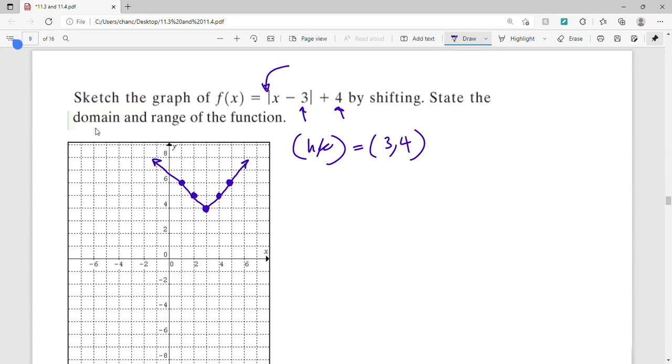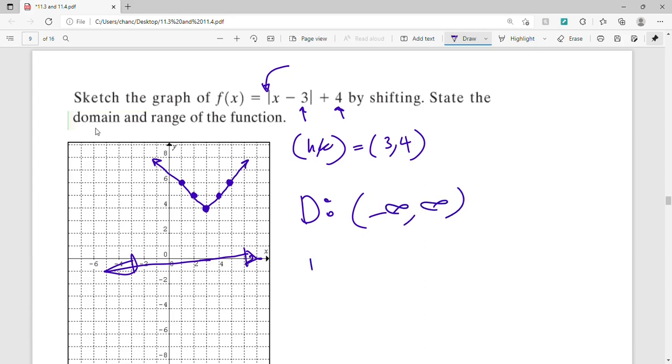We have to state our domain. The graph goes forever to the left. It goes forever to the right. So the domain is negative infinity to infinity. For the range, it goes down to 4, but it goes up forever. So the range is square bracket 4, and it goes up forever.